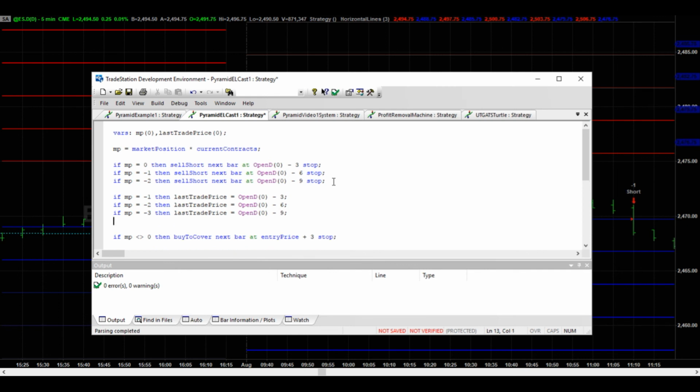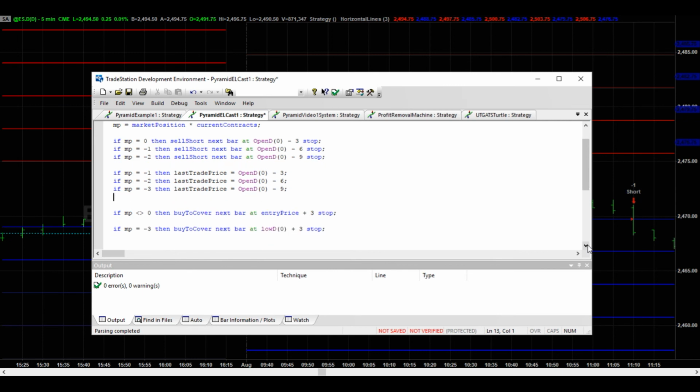So there you go. We've got a variable called last trade price, which is keeping track of every time we have a market position change. If it changes to -1, our last trade price is going to be the open -3, where we put the first short on. If it's -2, we're going to assign the price where the second position was put on. And finally, if we have 3 positions on, we're going to assign last trade price the price where we put the third position on, or pyramided.